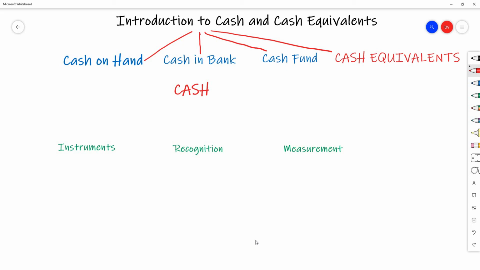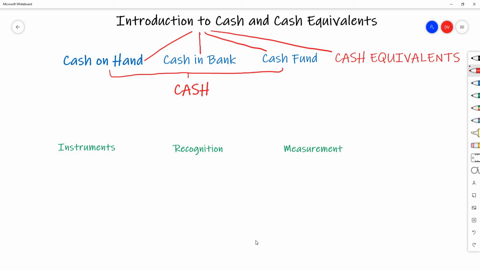But generally, cash and cash equivalent is divided into two parts. Number 1 is the cash section and the cash equivalent section. The cash section is composed of the three: cash on hand, cash in bank, and cash fund. When we say cash on hand, these are items that are still undeposited. So ito yung mga hawak pa ng company na nasa premises nila. As long as it is undeposited, it is treated as cash on hand.